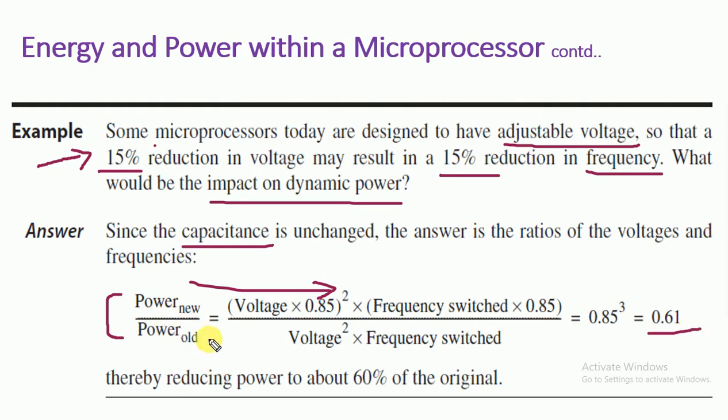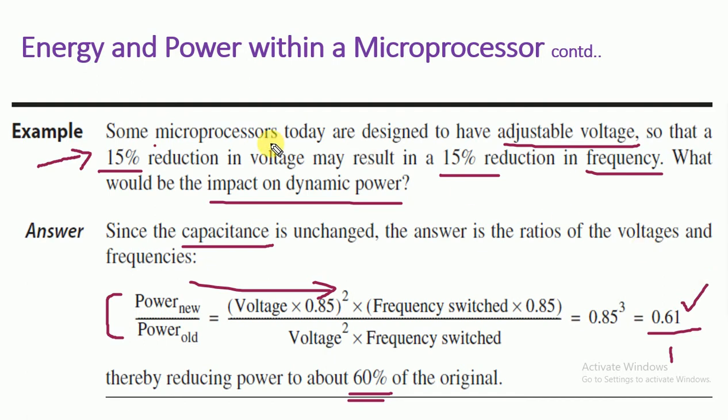So this is power new to the old system. Power new to power old, this is the ratio we are getting, 0.61. So what is the conclusion? We are reducing the power requirement to about 60%. If the old system requires 1, the new system requires only 0.61 of the power.